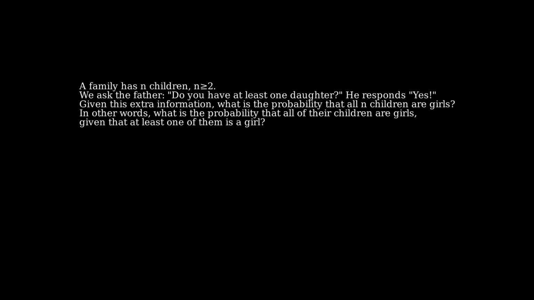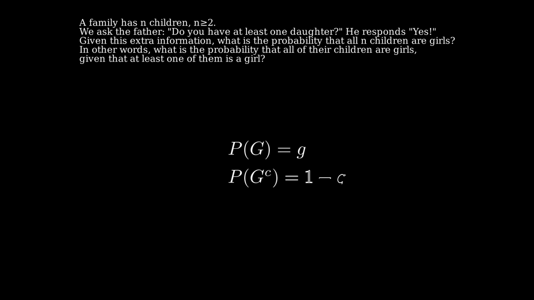Our assignment states the following. Before anything else, let's define the probability of a single girl and its complement. Since we don't have any numbers for it, let's use the letter G. Here, we are defining the probability of being a girl as G, and the probability of not being a girl as 1 minus G.